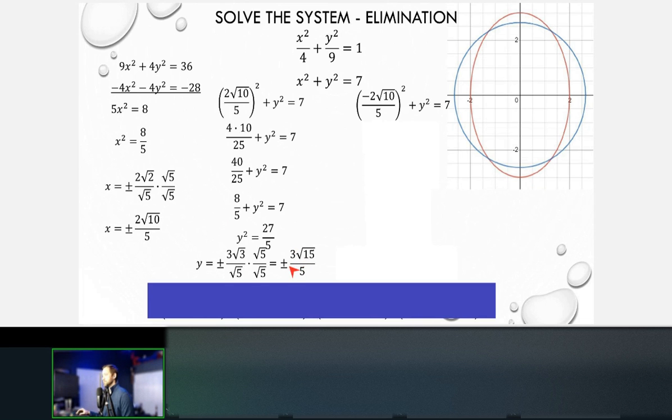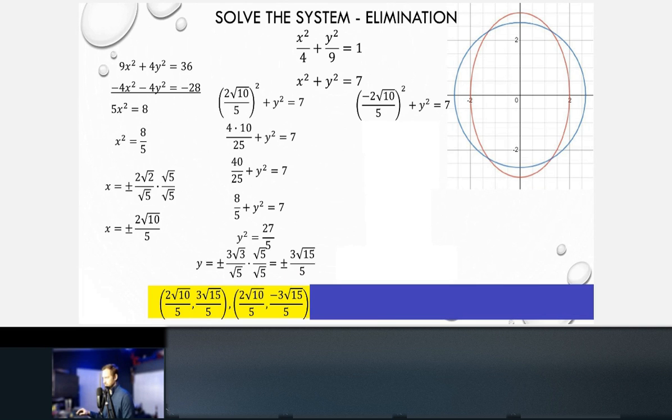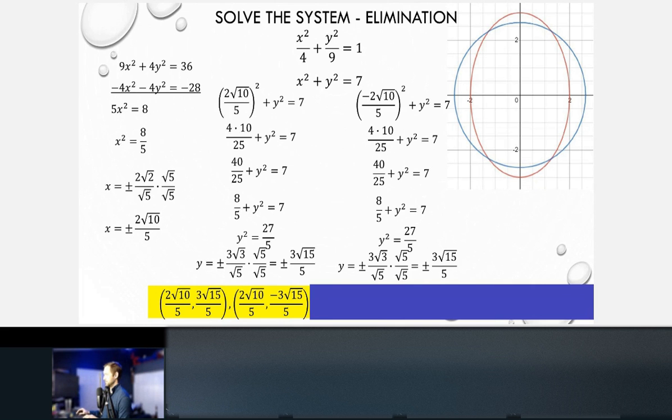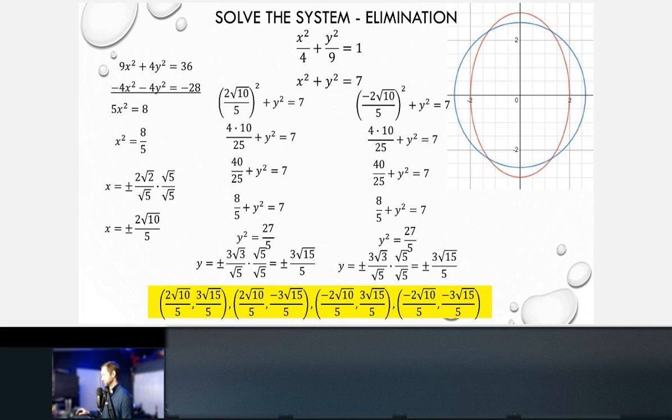So that means there's the first two answers. When x is equal to 2 rad 10 over 5, we get those two answers. And then for the other two, we just have to solve just like we did before. And then there's the other two. 4 answers. So that was a good problem. That one you couldn't pull out from the graph.